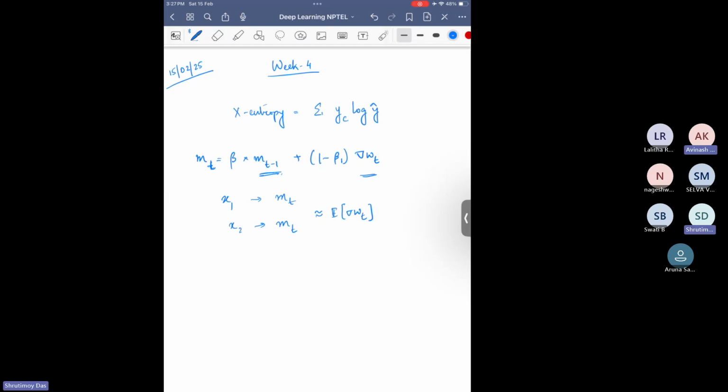I'm trying to understand. It's a bit clear, but I'll go through this again. It seems a bit complicated, but I'll try to understand it again.